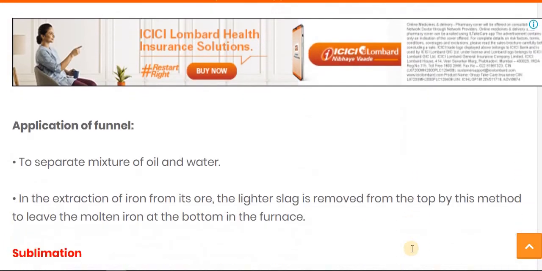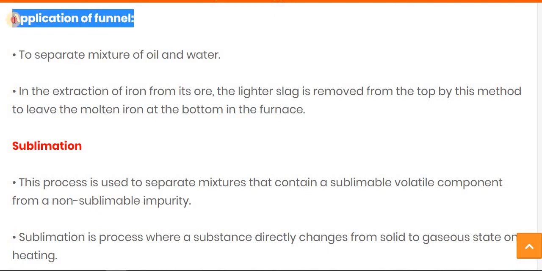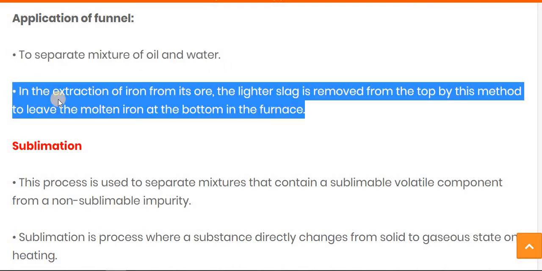Now let's see the applications of the separating funnel. The first application is to separate a mixture of oil and water. By using this kind of separating funnel, we can separate the oil and the water. The second one, in the extraction of iron from its ore, the lighter slag is removed from the top by this method, to leave the molten iron at the bottom in the furnace.